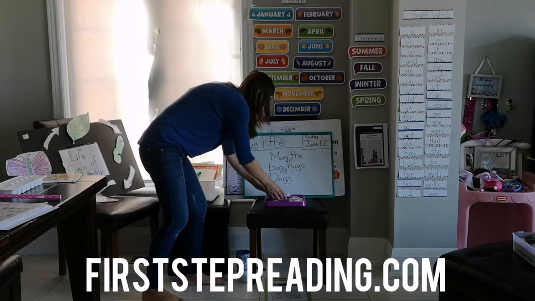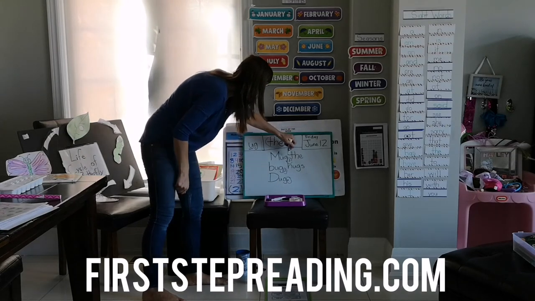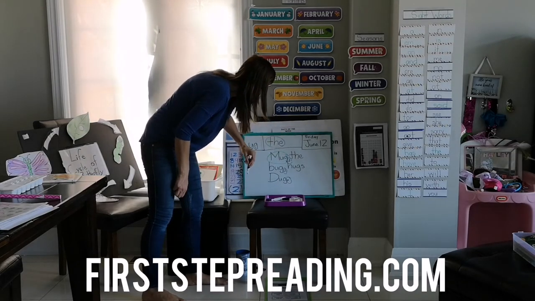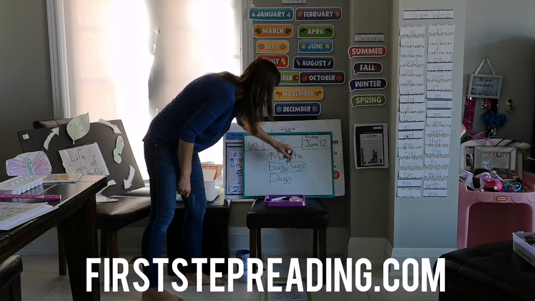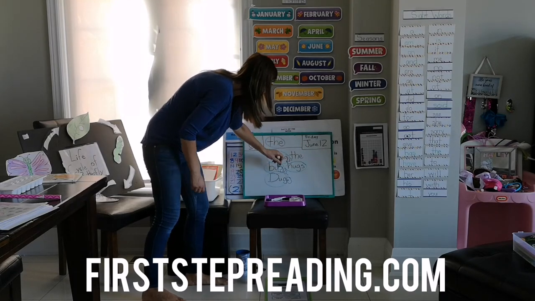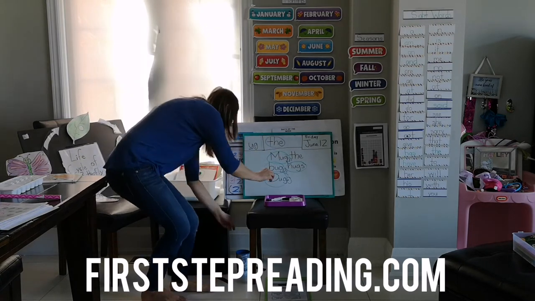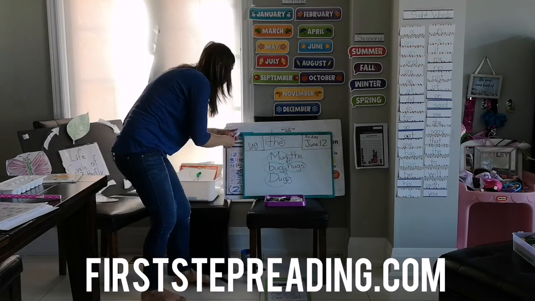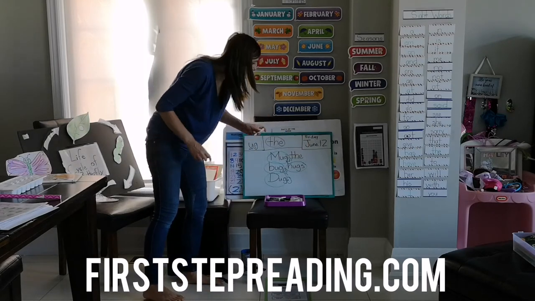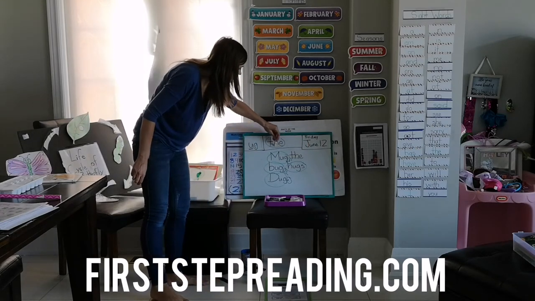I'm now going to circle in green our UG words. Mug, bug, hugs, and dug. And the last word is our sight word. It's the. This is a word that we don't sound out. We should just know, right? The.